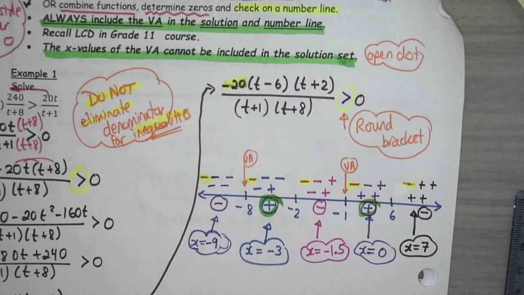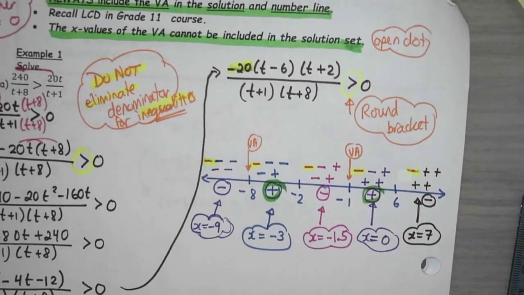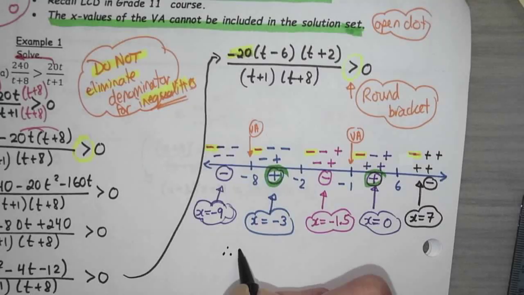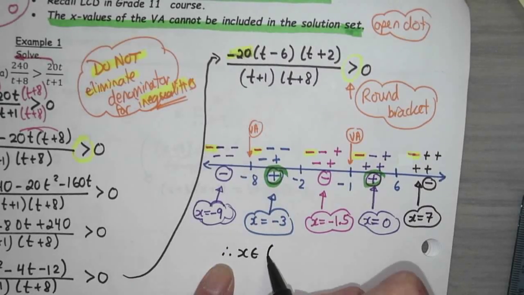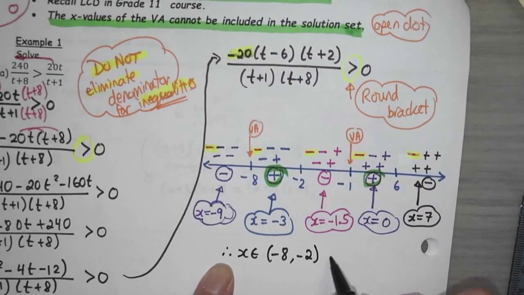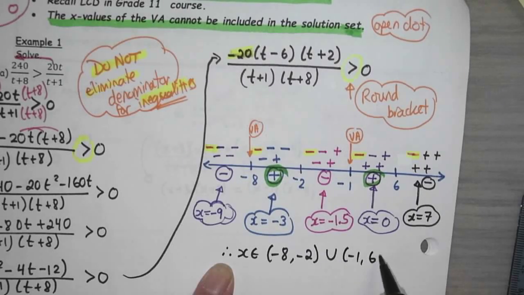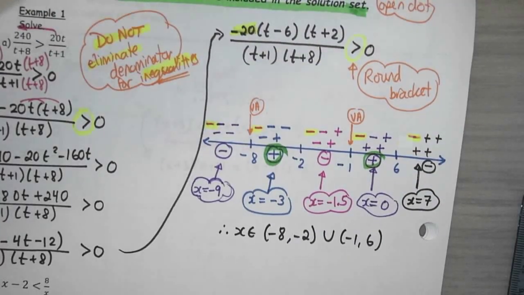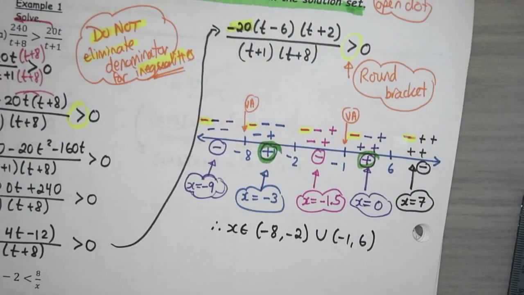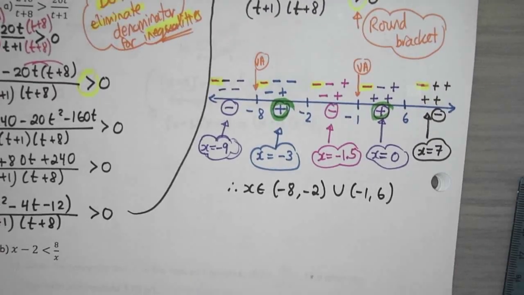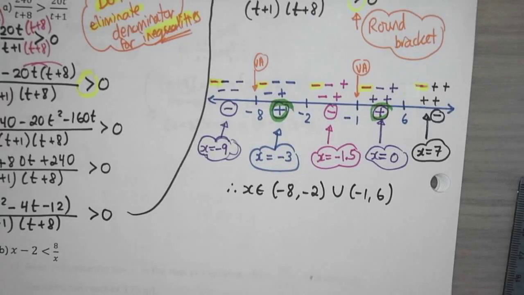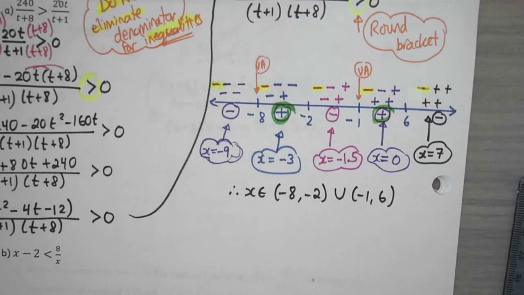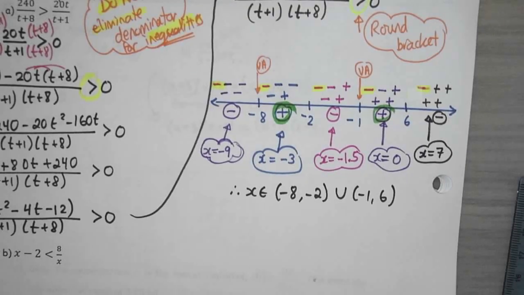Right, so the next one we do will be faster because that's all the theory that we needed. So therefore, you don't have to write therefore, but make your conclusion. X is going to be between round brackets -8, -2, or -1, 6. Done. Questions? All right, so let's do the next one and see how much more straightforward it is.